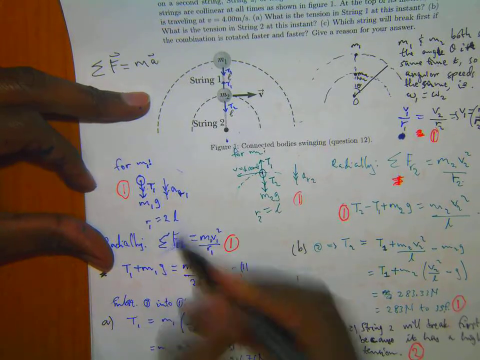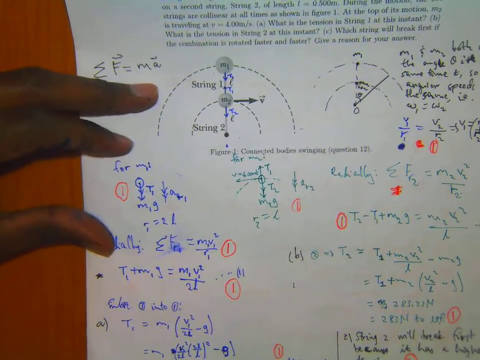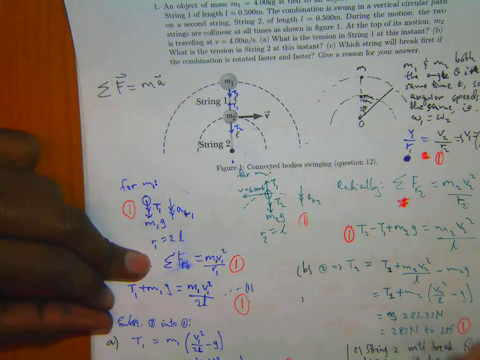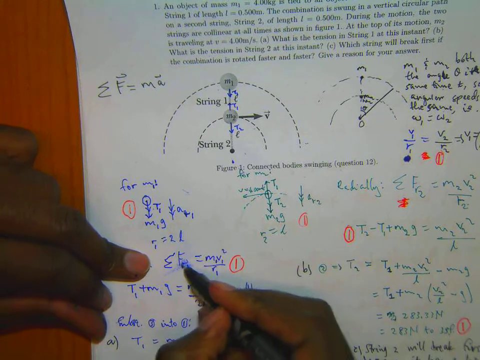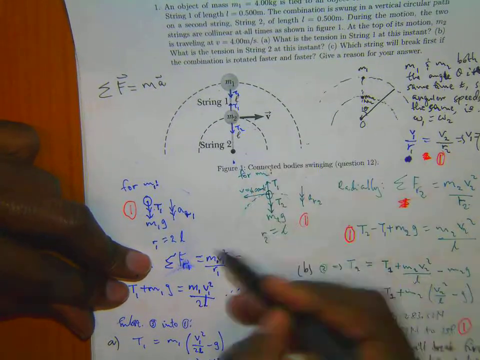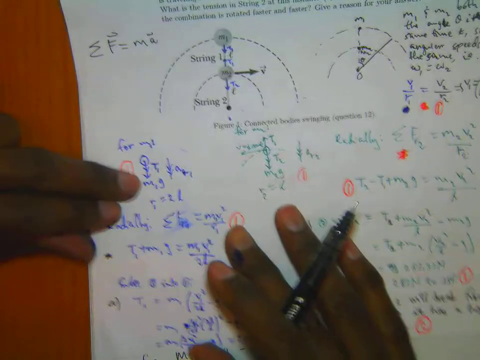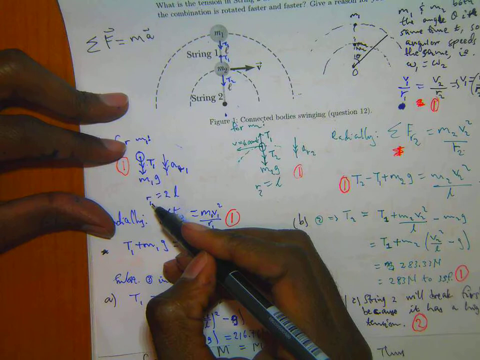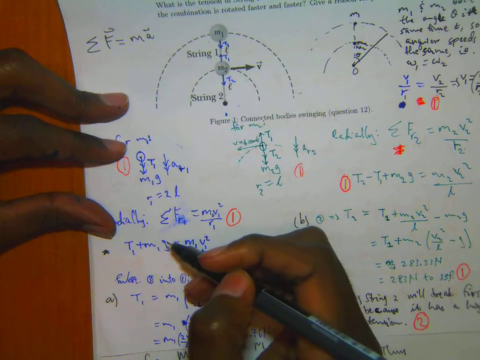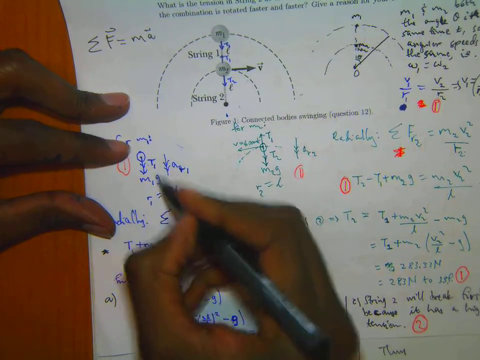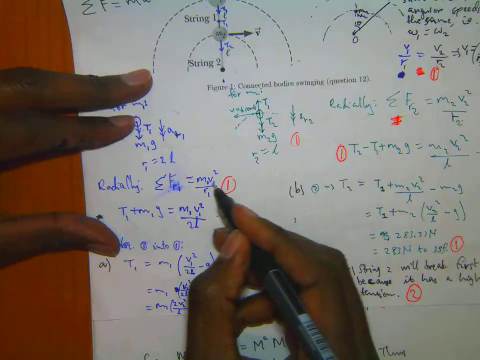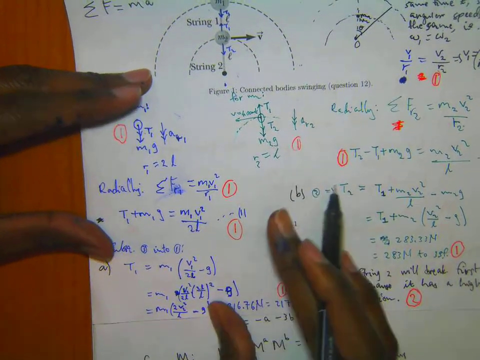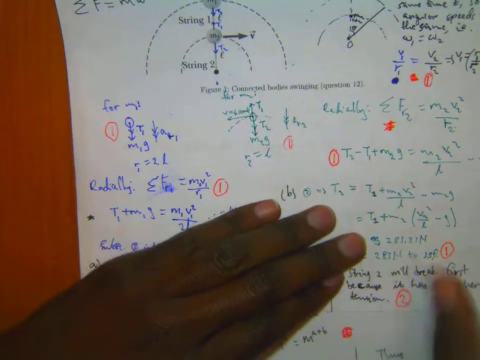Now, what is the sum of the forces? It is towards the center, where the resultant is. Some of you are messing up the signs. So what is the sum of the forces for M1? T1 plus M1G should equal M1 times V1 squared on R. The same thing applies on the other side, so let's talk about it now.